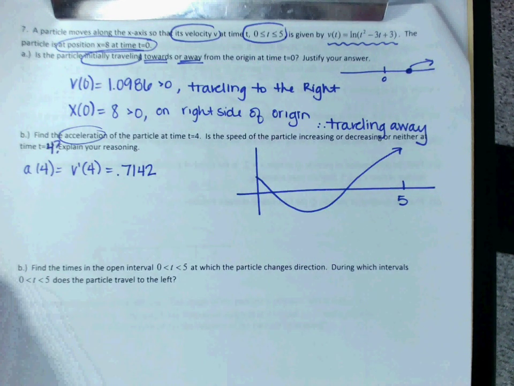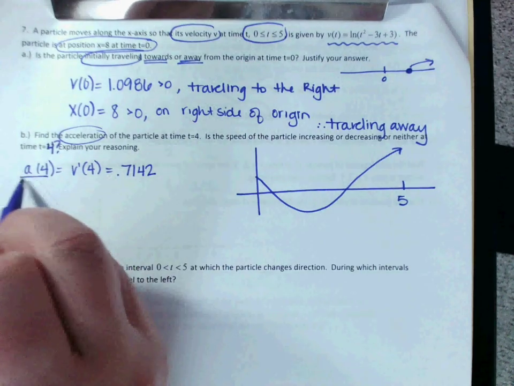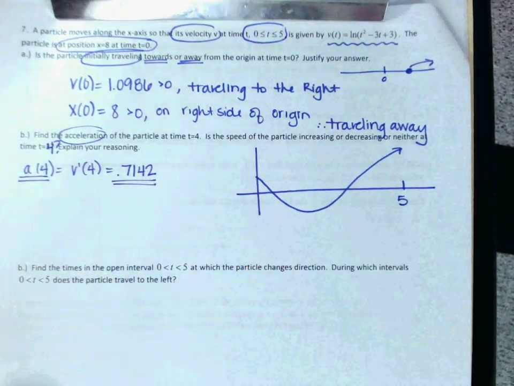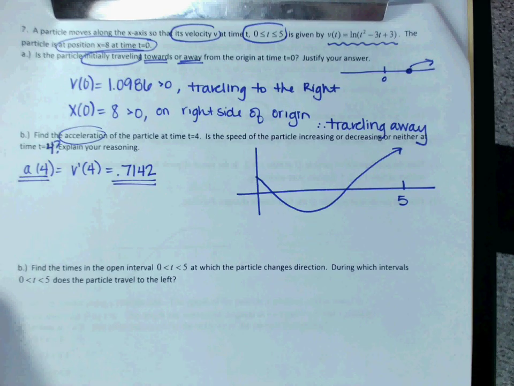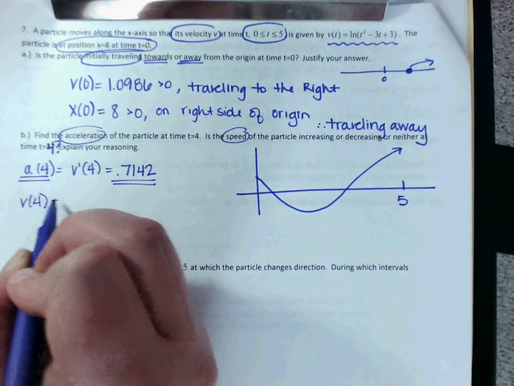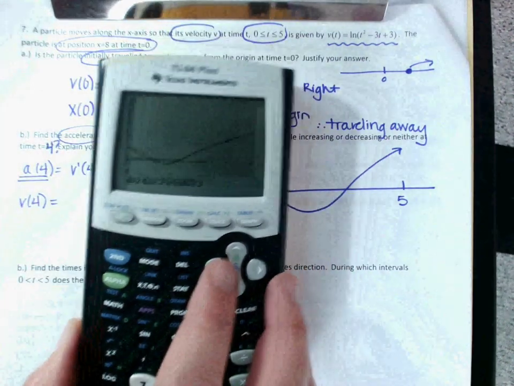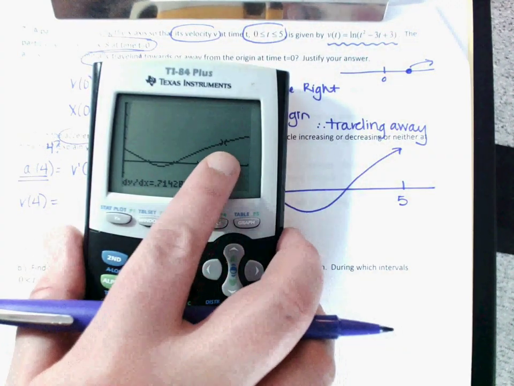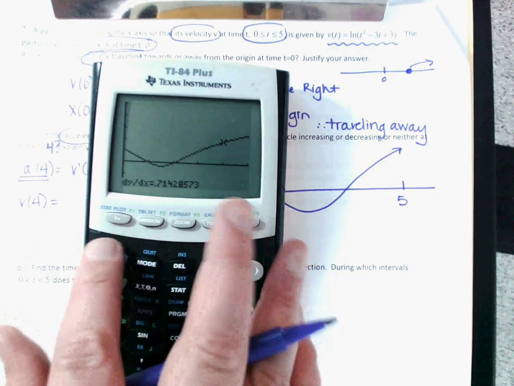Okay, so let's think about it for a second. We know that our acceleration at 4 is 0.7142. In order for me to know stuff about speed, I also need to know the velocity at 4. When I look at my chart here, I can see that my 4 over here is positive. You do still need to find it.